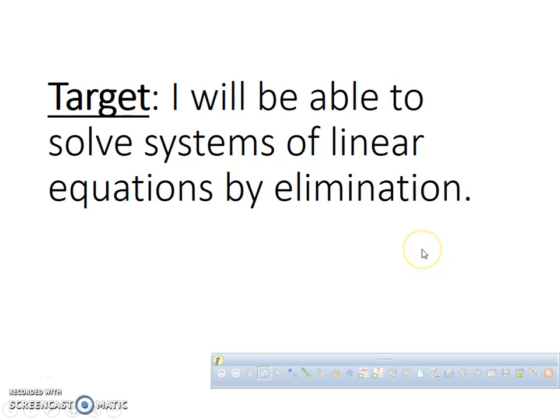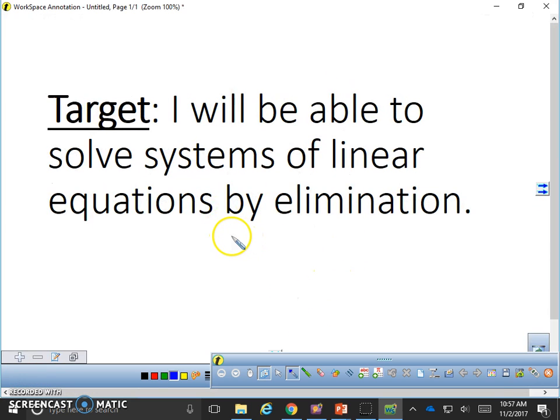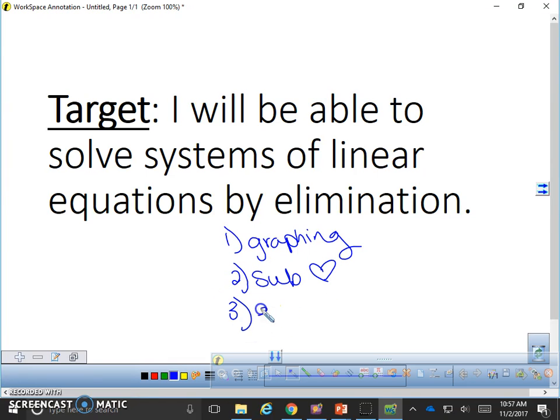Hey guys, today we're going to be looking at solving systems of linear equations by elimination. So this is the third and final way. The first one was graphing. The second was substitution, my favorite. The third is elimination.